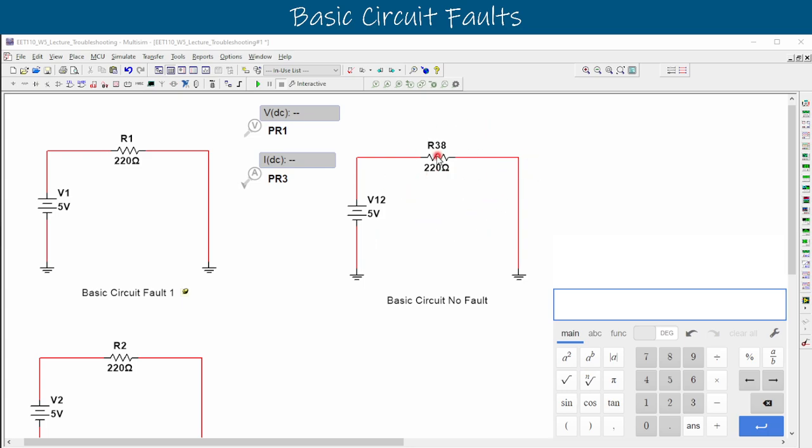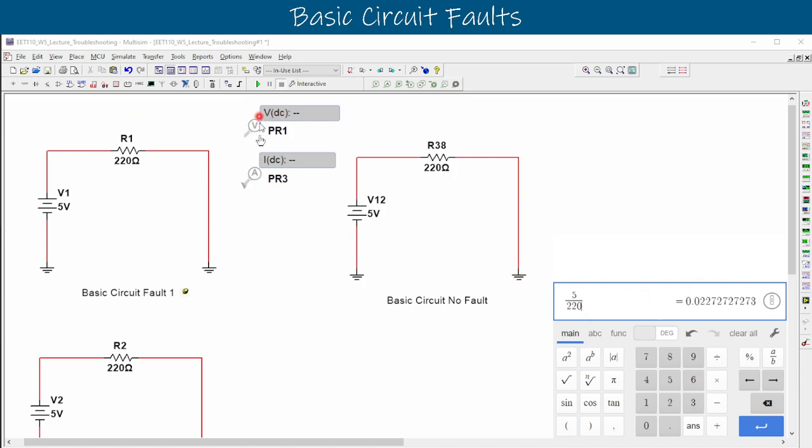So in this first one here, we can measure this out or calculate it. We can calculate it out first. So let's calculate it. We have 5 volts and 220 ohms. So we can find our current. 5 divided by 220. So our current should be 22.7 milliamps. So that's what we expect from this.